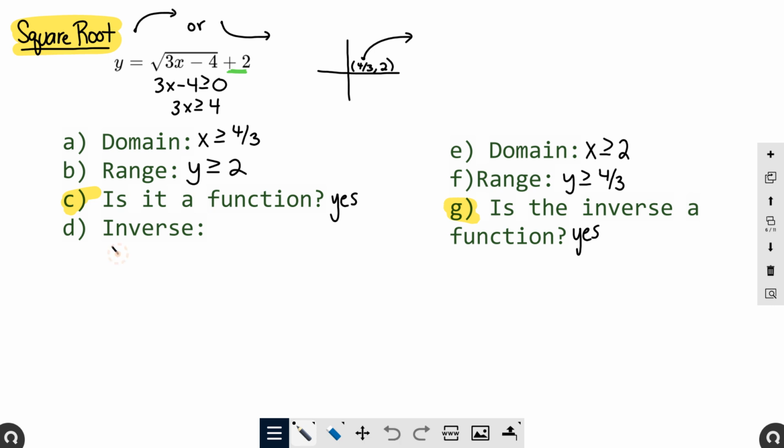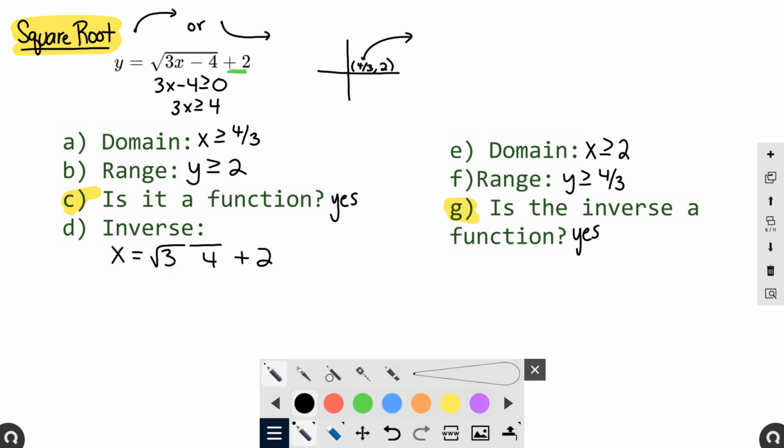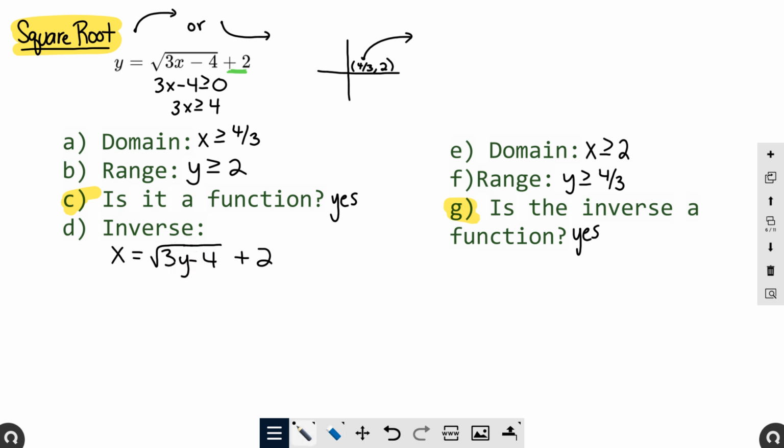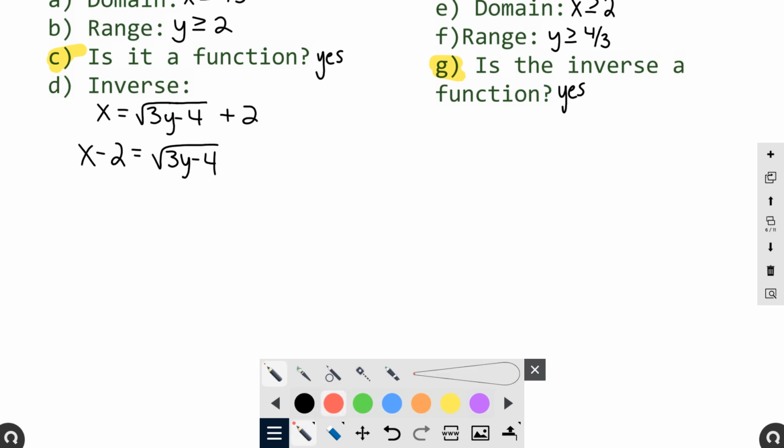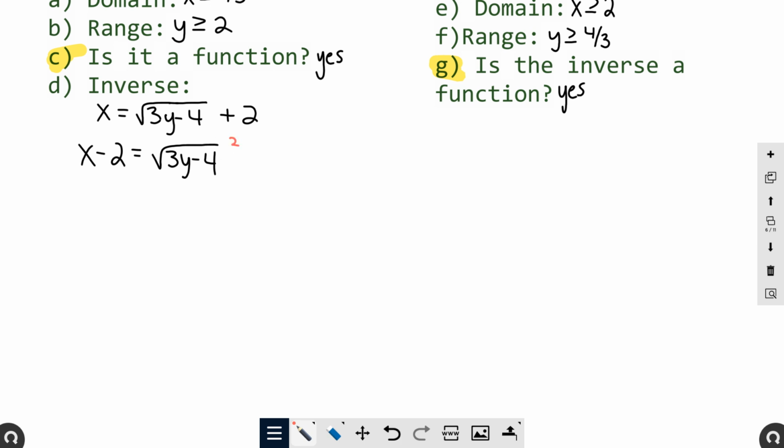All right, now to find the actual inverse, we switch x and y and solve for y. I did not make that a y, did I? What would you do first to get y by itself? Minus 2. Then you're going to square both sides.